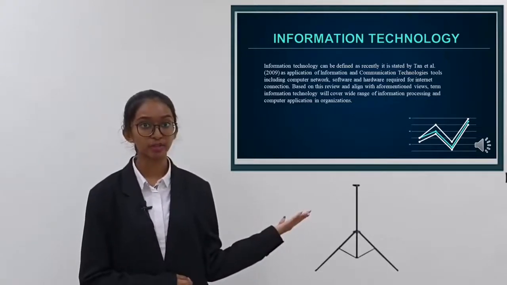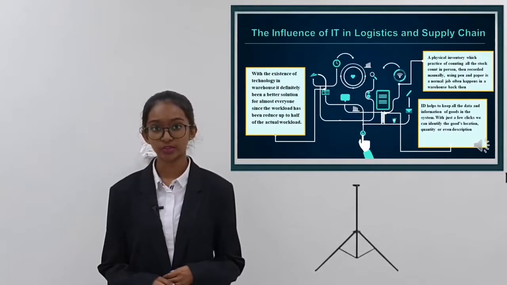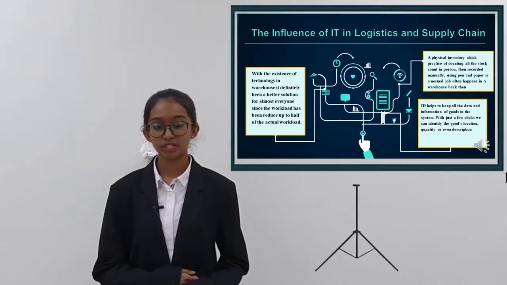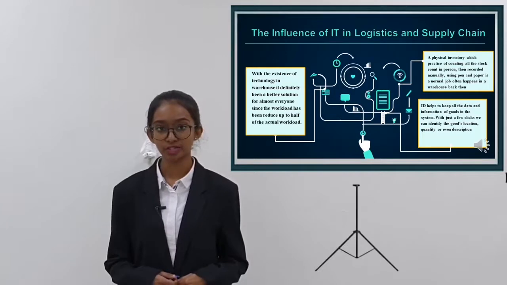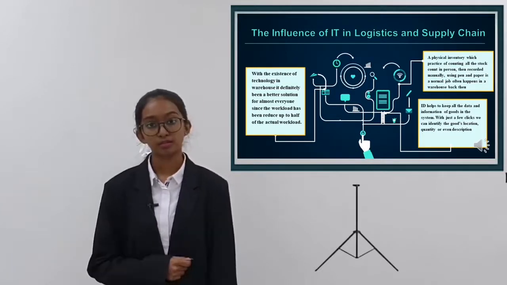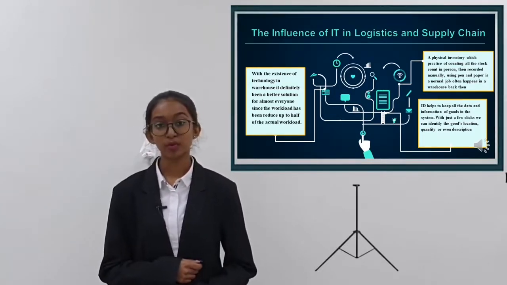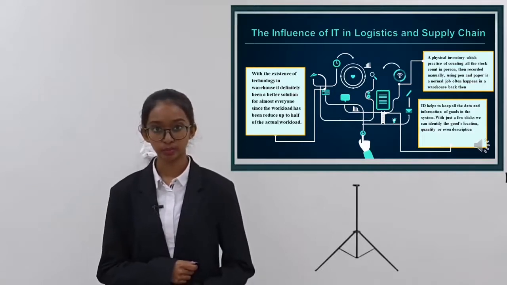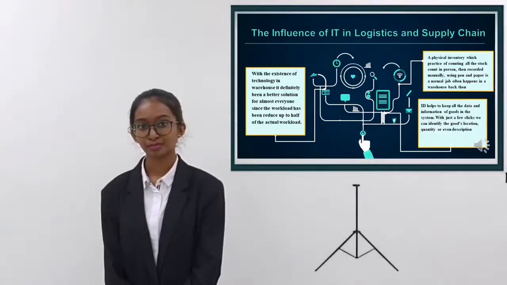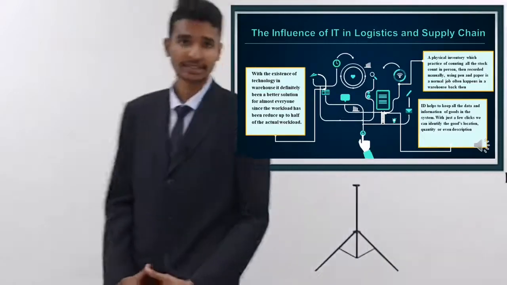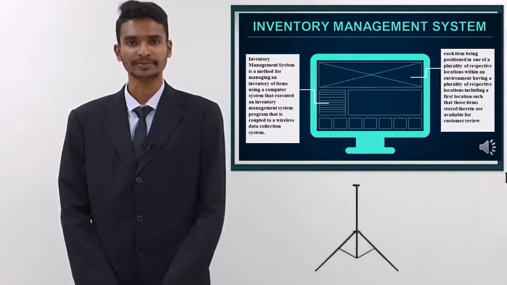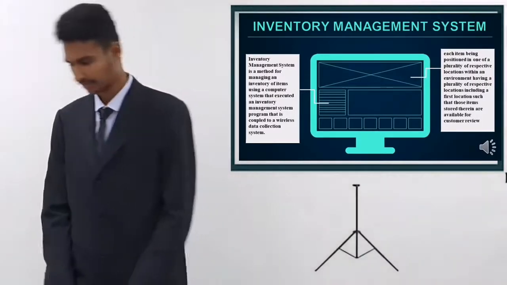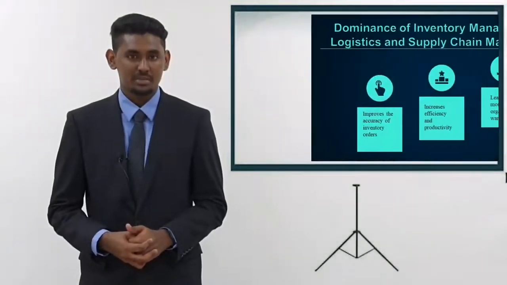The influence of technology in modern warehouses is for the management of inventory and unit counts. It is a process which involves all the workers. Besides, it's a better solution for almost all the workers since the workload has been reduced from the actual workload. An inventory management system is a method for managing inventory using a computer system. It is dominant in inventory management and logistics supply chain management.